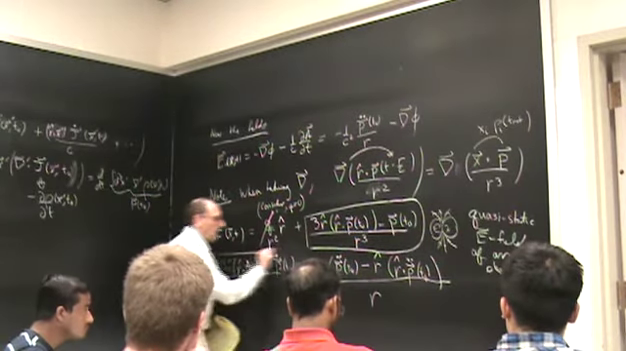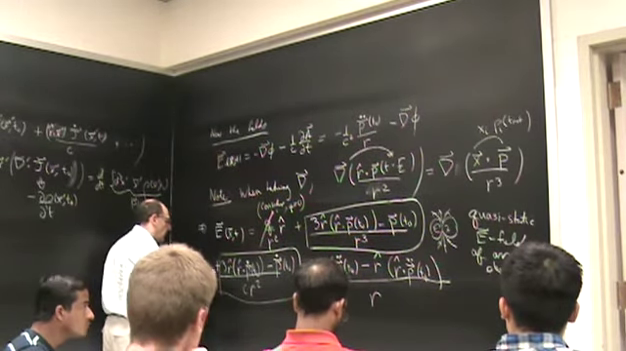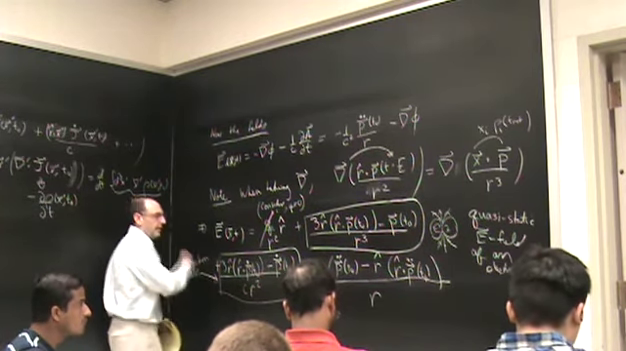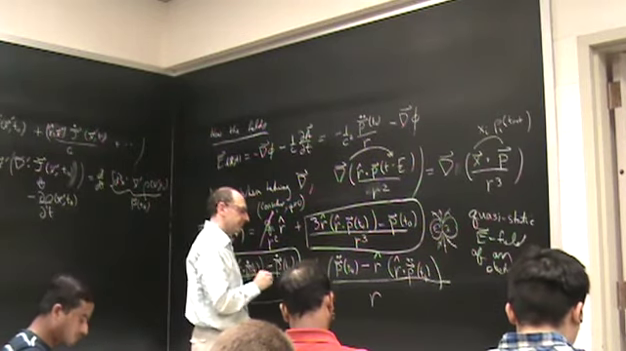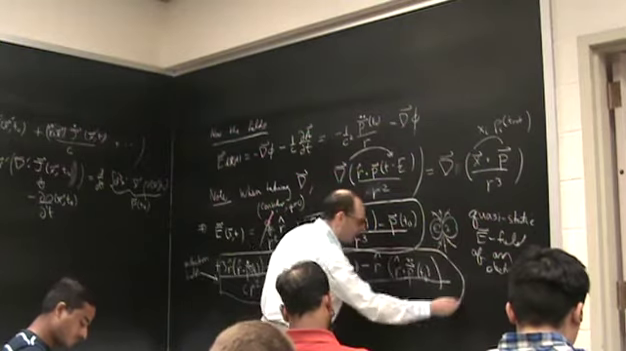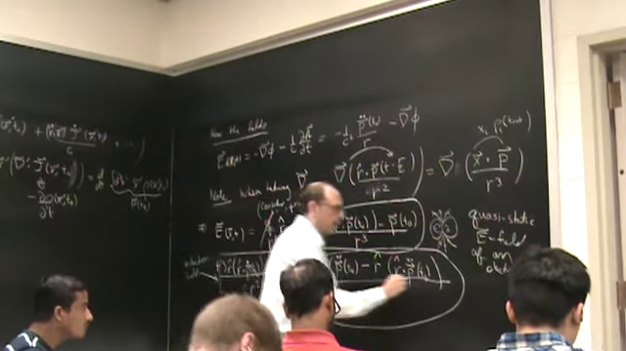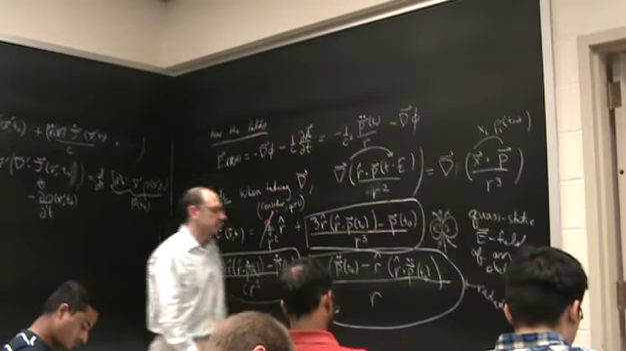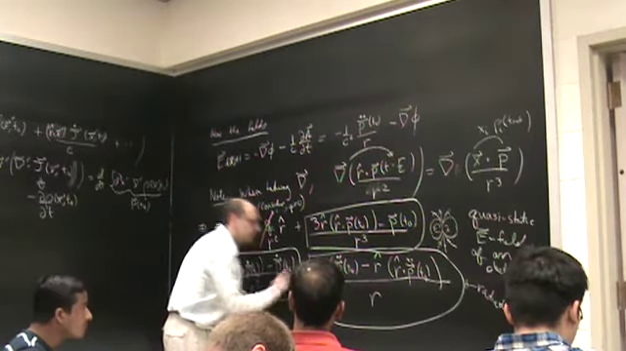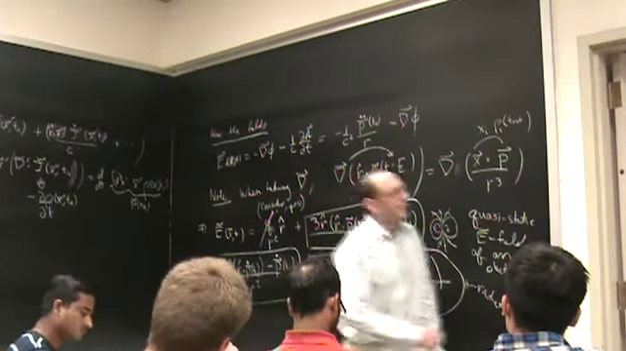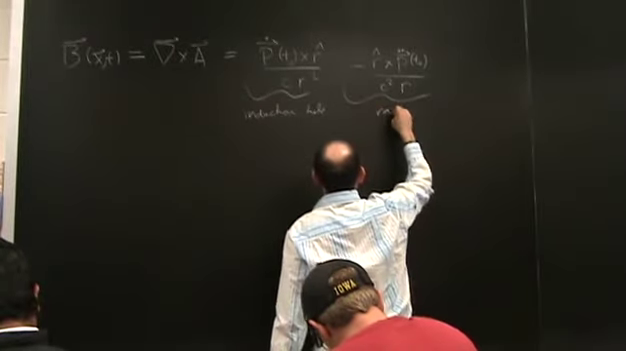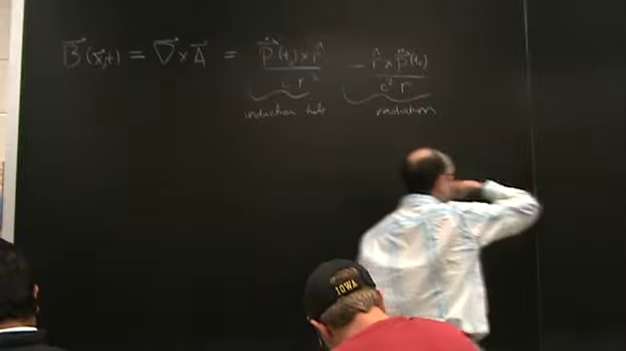This term, this is complicated, we'll discuss it in a moment, we call the induction field. And the term that falls off like 1 over r, we call radiation. Similarly for this, this is the induction field, and this is radiation. Why do we call it as such?